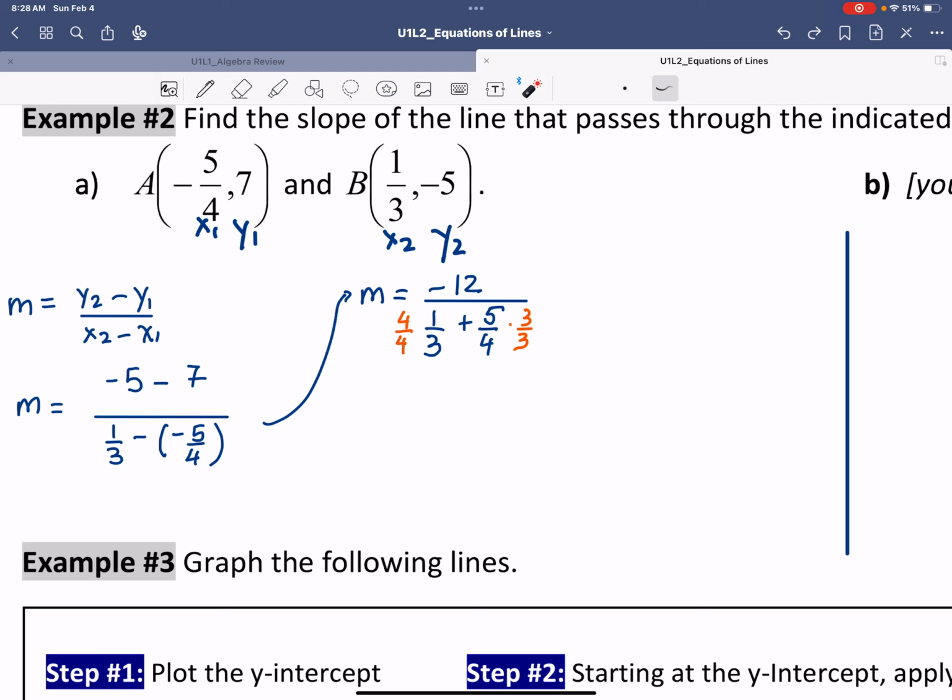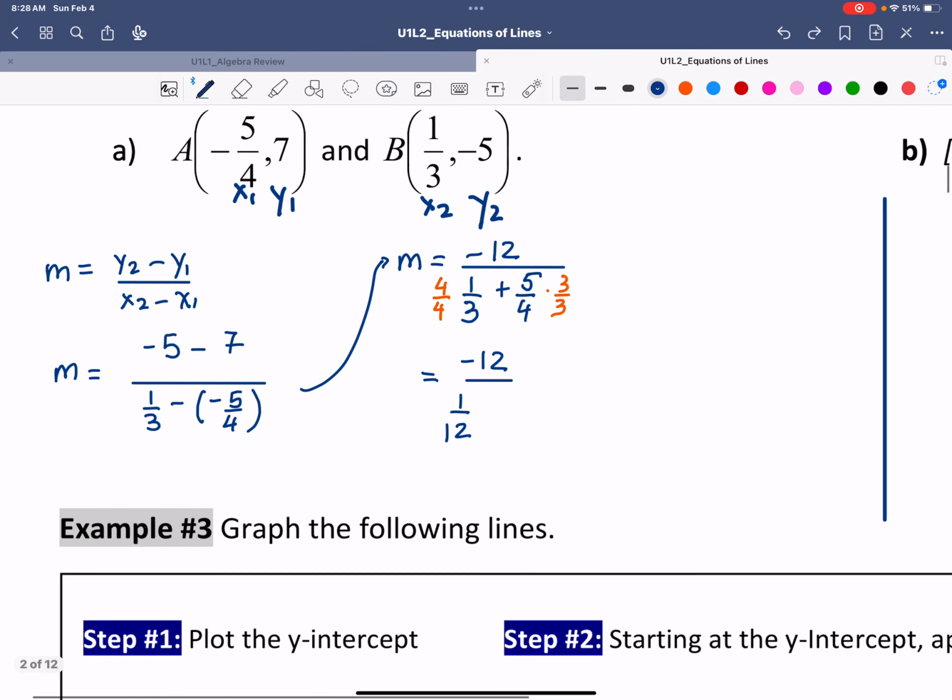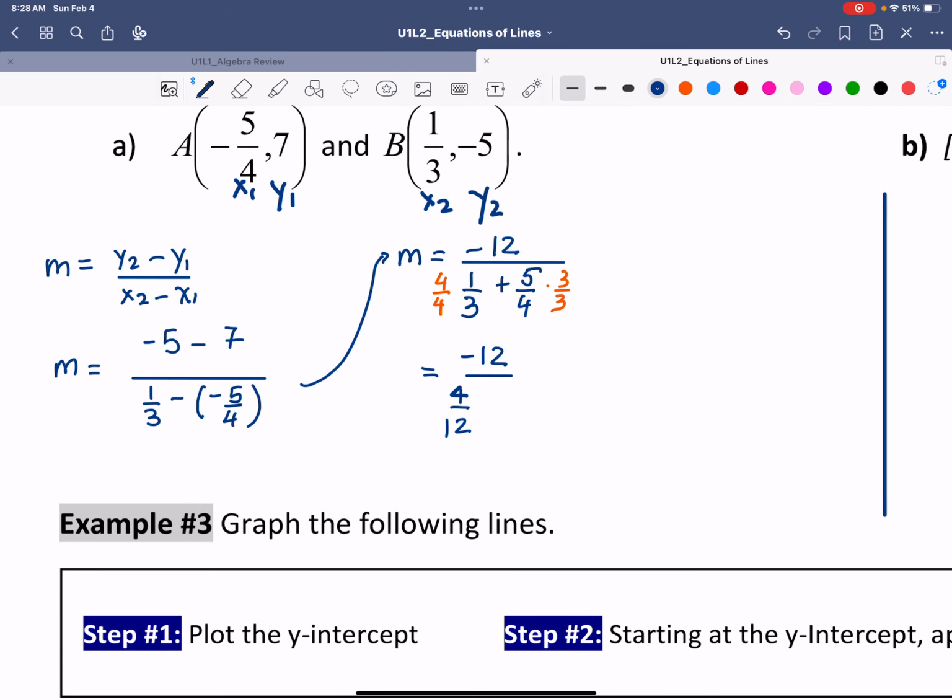The lowest common denominator is 12, which means that you have to multiply by 4 over 4 and by 3 over 3 here. So this denominator becomes 12 and this denominator becomes 12. However, the value of each fraction doesn't change because we are simply multiplying by 1 here. 4 over 4 is 1, 3 over 3 is 1. Continue simplifying. Negative 12 over 4 times 1, which is 4, plus 15 over 12.